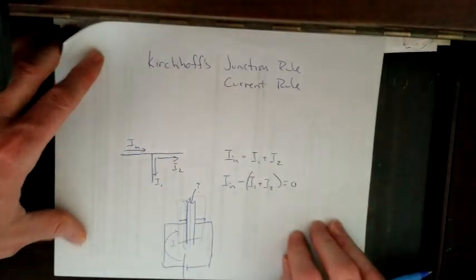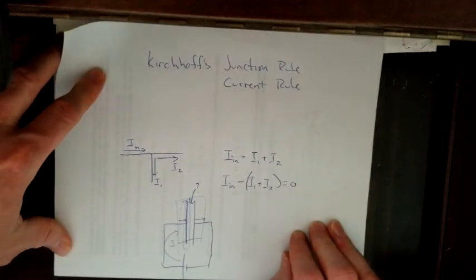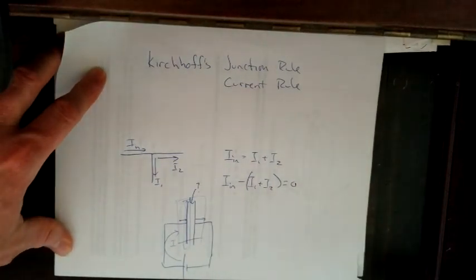So we have those two rules, the junction rule and the loop rule, which ultimately allow us to solve much more complex circuit diagrams.